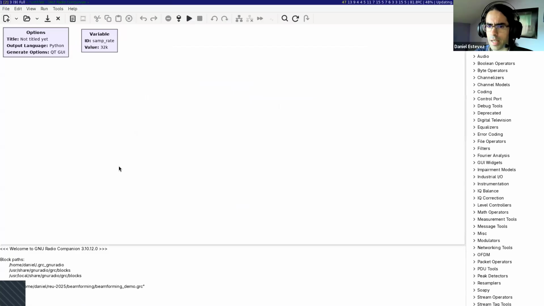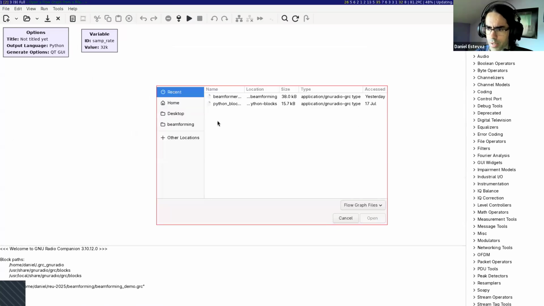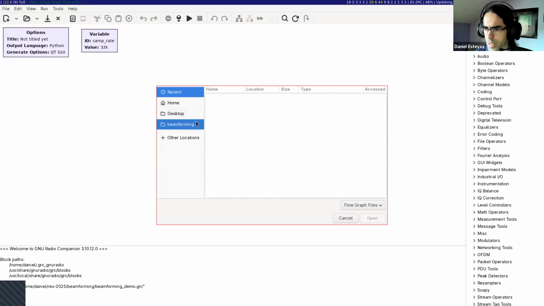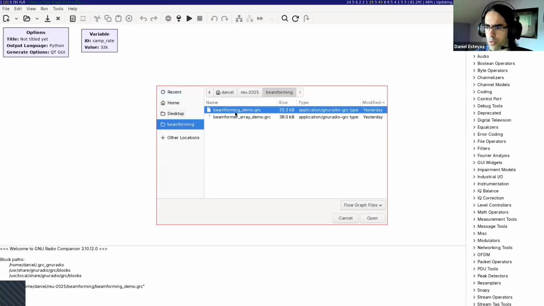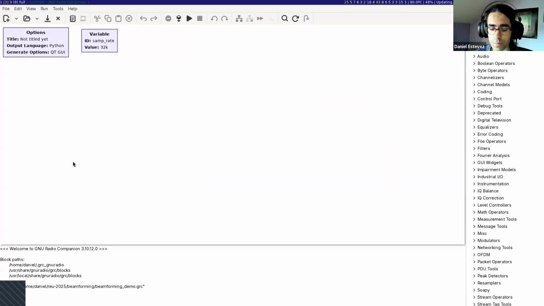So let's go ahead. I have GNU Radio Companion here. The flow graphs I'm going to use are already on GitHub. I think I can open them. Yes, they are. So on beamforming, there is beamforming demo and beamformer array demo. The first one I'm going to work on is beamforming demo, but I'm going to put it together from scratch so that I can explain how everything works.